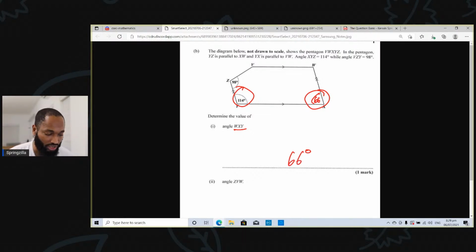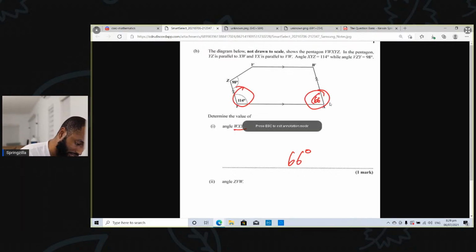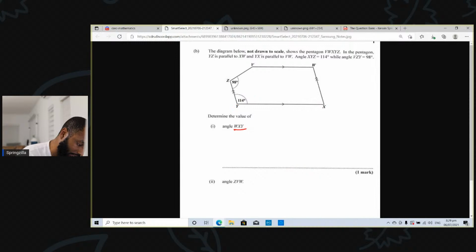Angle ZVW. I don't know. This had to be 114 too. This had to be 114 because it's supplementary. You understand what I'm saying? This is 66. This is 66. This has to be 114 as well, degrees.